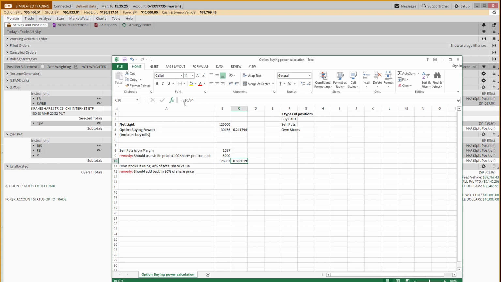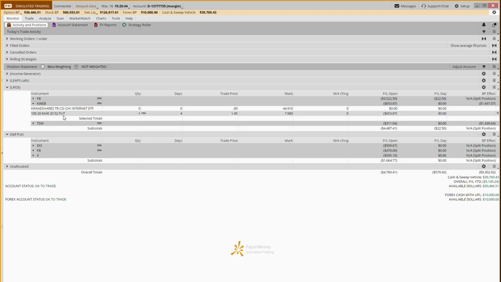I need to divide by not this figure but the net liquid figure. So this is my real option buying power after doing the sell put. I need to take this divided by this. Now instead of 24%, it has dropped to 21%. So I need to do this not just for KWeb but for all the sell put positions.